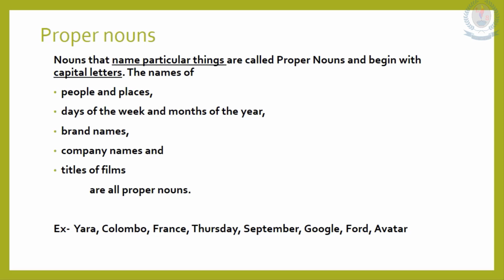Names of people, places, days of the week, months of the year, brand names, company names, and titles of films or books are all proper nouns, right? For example, Yara is a name of a person, Colombo is a city, France is a country, Thursday is a day of the week, September is a month of the year, Google is a brand name, Ford is a company name, Avatar is a title of film, and you all know enough and more books for me to write it here, right? So all of those things have to begin with capital letters. Very important.